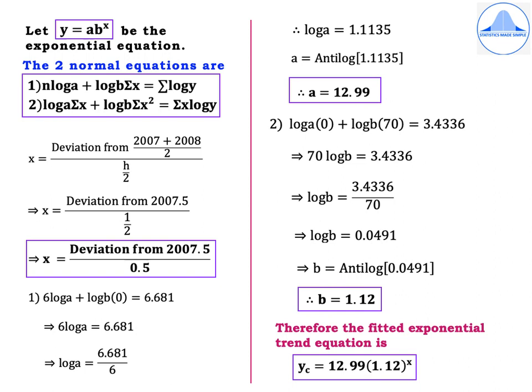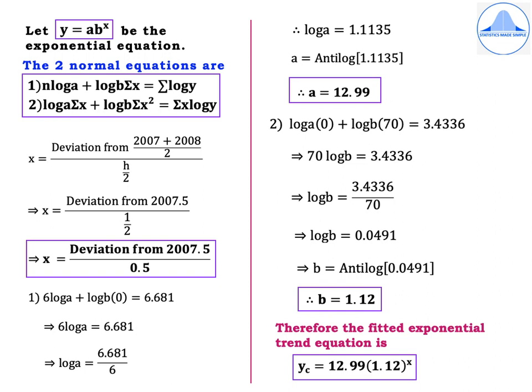The x square values are 25, 9, 1, 1, 9, 25, which gives summation x square equal to 70. And x log y values are minus 4.2255, minus 3, minus 1.0792, 1.1461, 3.6912, and 6.901. And you get summation x log y equal to 3.4336.